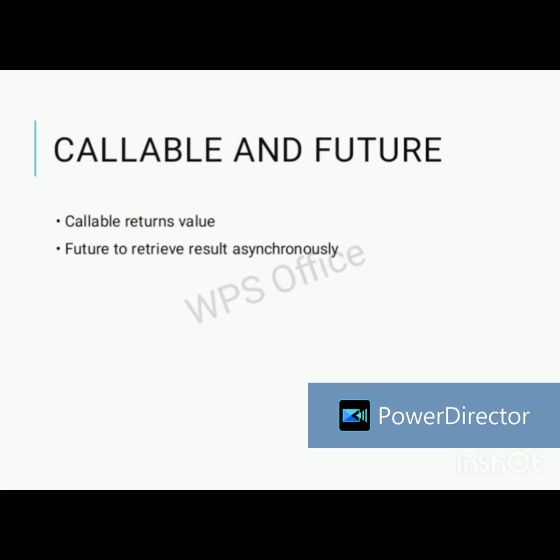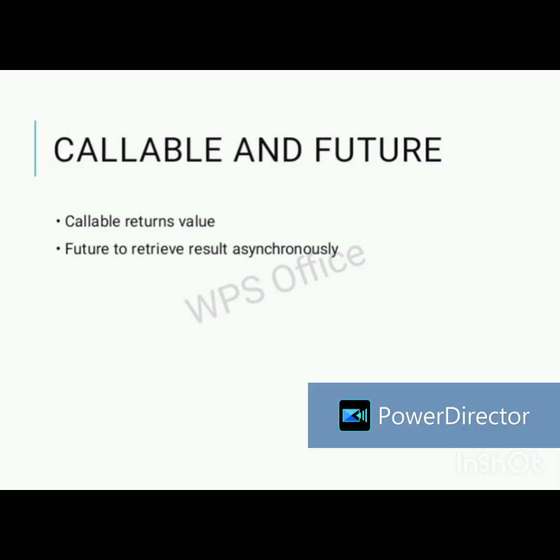First one, Callable interface, defined in java.util.concurrent, has a single method, call, which throws Exception and returns a result of type V. Second one, Future interface, represents the result of an asynchronous computation.